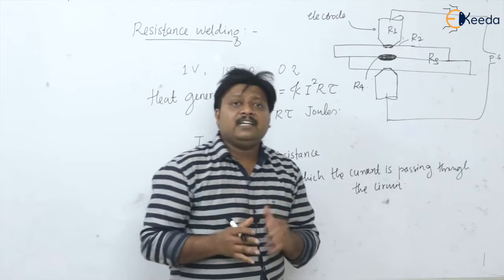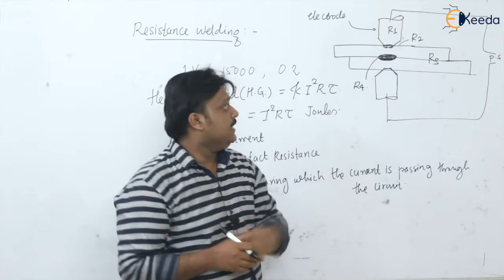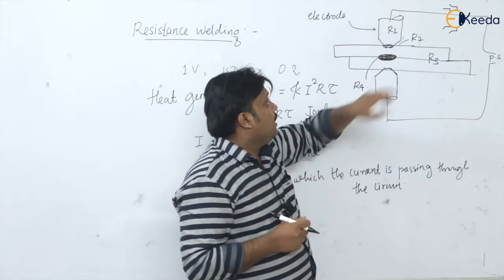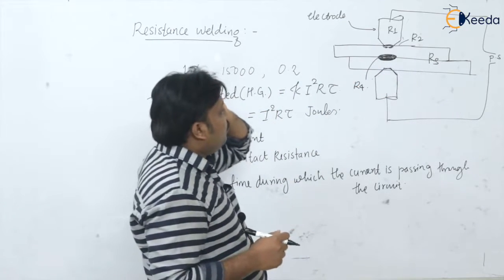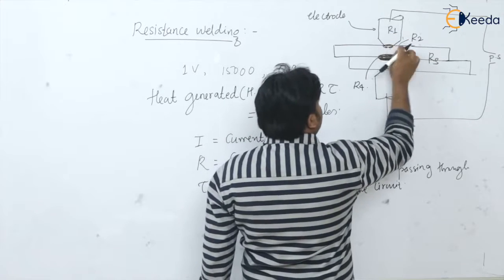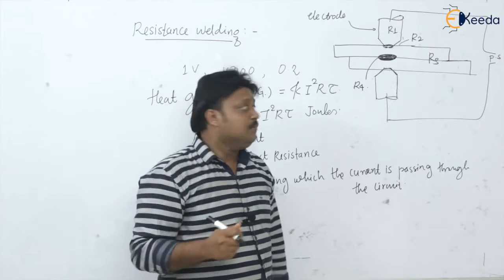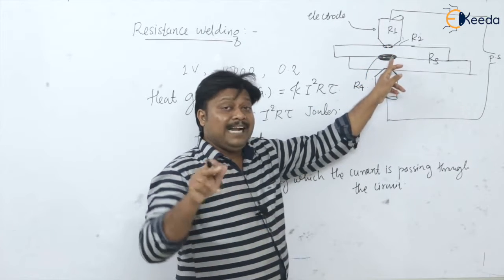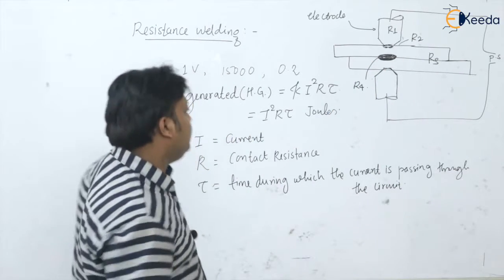So what are we requiring? We are requiring a minimum value of R1. R1 should be minimum, because it's the electrode resistance. Then if you talk about R2, R2 is the contact resistance between the electrode and the plate surface. So definitely it should also be minimum, because we don't need any kind of joint on the surface, but at the interface. So R2 should be minimum again.